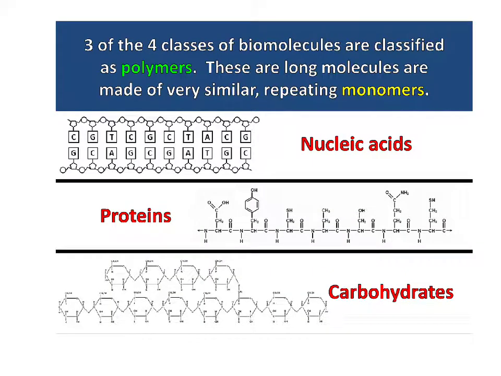Three of the four classes of biomolecules are classified as polymers. These are long molecules that are made of very similar repeating monomers. Take a look at your notes. Number 3 on your notes says, what is a polymer? Here's your answer. Long molecules that are made of very similar repeating monomers.